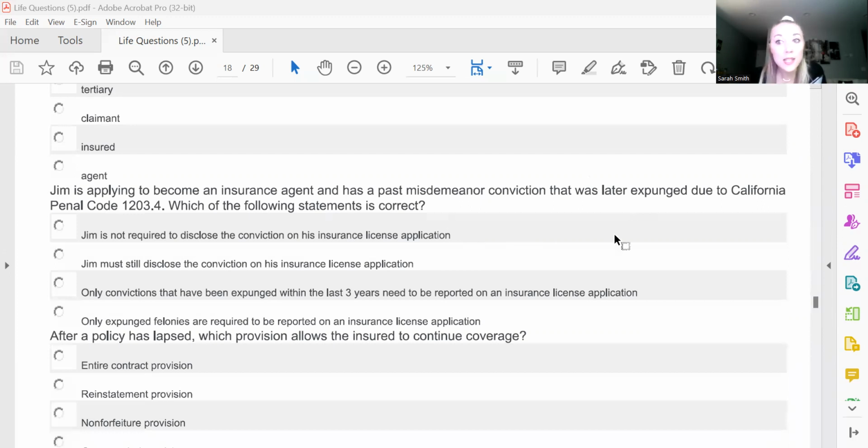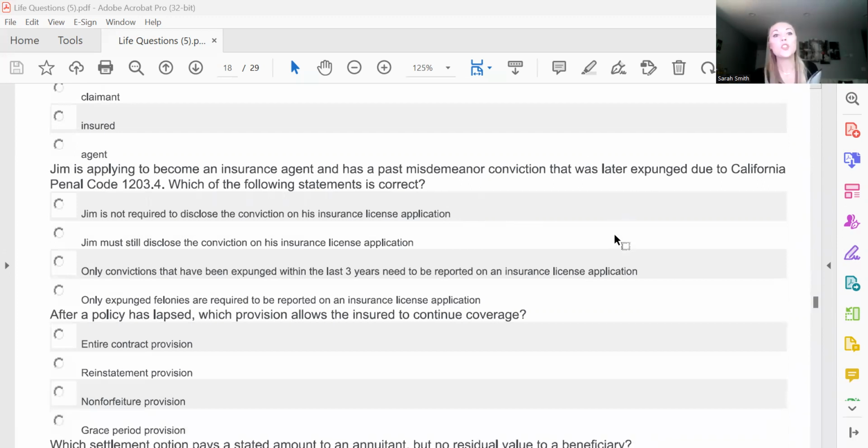Okay, this next one is California specific. Jim is applying to become an insurance agent and has a past misdemeanor conviction that was later expunged due to California Penal Code 1203.4. Which of the following statements is correct? Because this is California, your correct answer is going to be B. Jim must still disclose the conviction on his insurance license application.